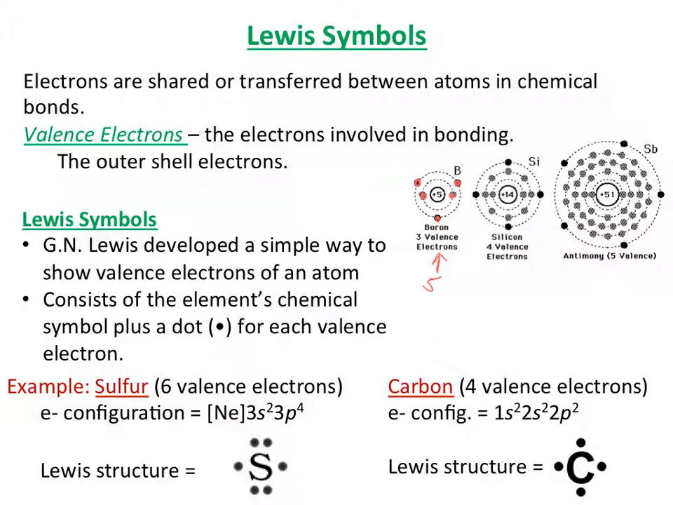So a guy named G.N. Lewis came up with a way to show these valence electrons in a much simpler way, where basically we write the element's chemical symbol, and then we put dots around it for each valence electron.